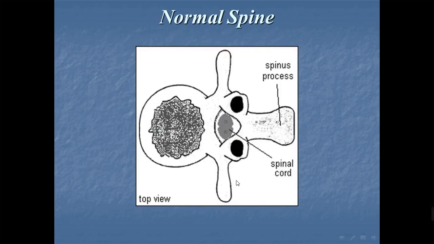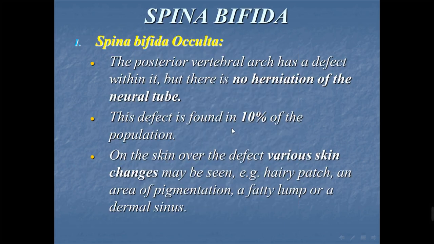Now, this is a normal spine: vertebral body, transverse process, pedicles, lamina, and the spinous process. And this is the vertebral canal containing the spinal cord. Spina bifida occulta: the posterior vertebral arch has a defect within it, but there is no herniation of the neural tube. I mean, nothing will be outside. The defect is found in 10% of the population. This is not a small number, which means that for every 10 people you see in the street, one of them has this defect, but he may not know about it.